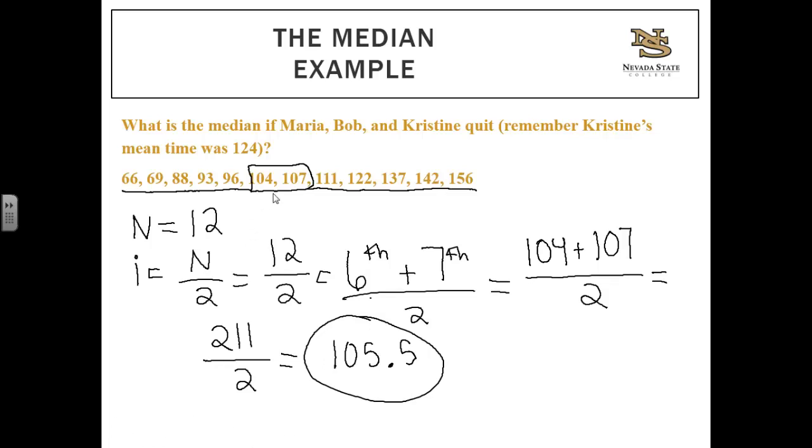Think about it. So 105.5 would be like right here. There's 1, 2, 3, 4, 5, 6 scores above it, 1, 2, 3, 4, 5, 6 scores below it. It's our median.